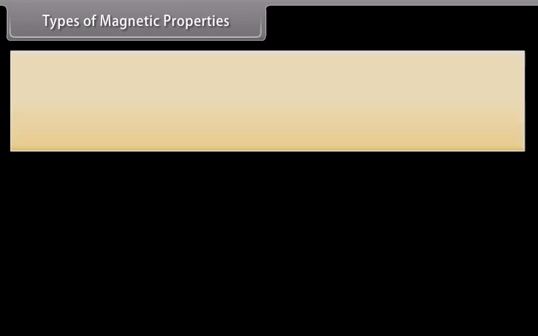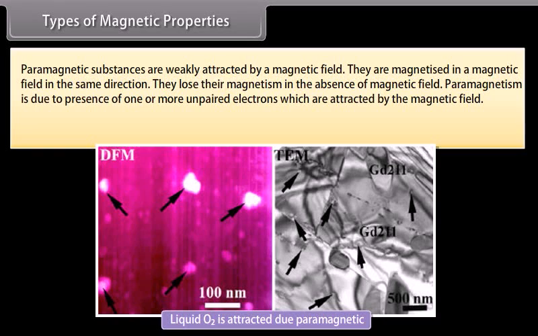Paramagnetic substances are weakly attracted by a magnetic field. They are magnetized in a magnetic field in the same direction. They lose their magnetism in the absence of a magnetic field. Paramagnetism is due to presence of one or more unpaired electrons which are attracted by the magnetic field. O2, Cu2+, Fe3+, Cr3+ are some examples of such substances.